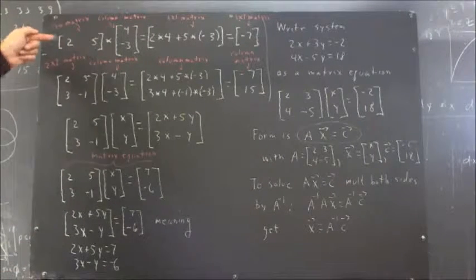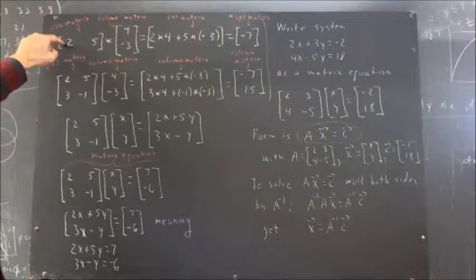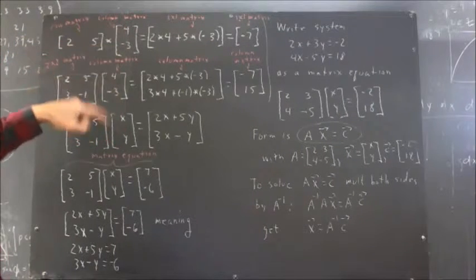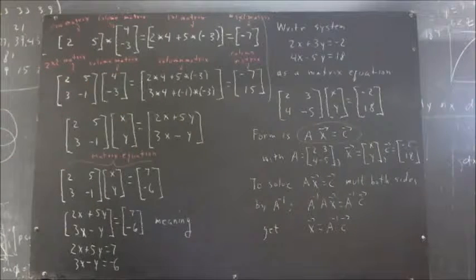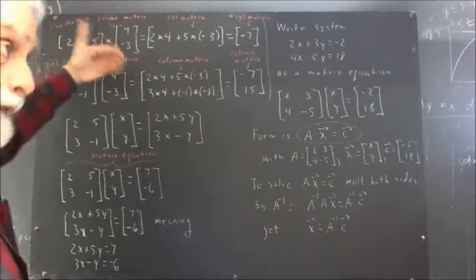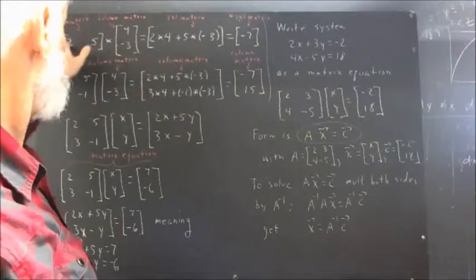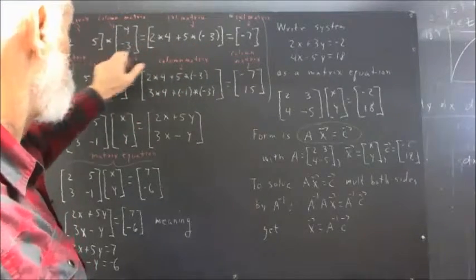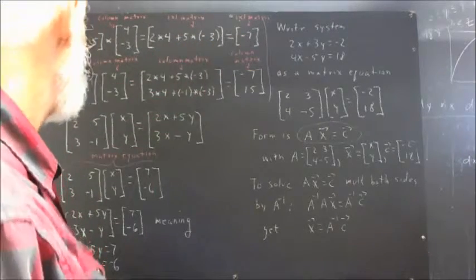When we multiply a row matrix by a column matrix, we multiply the first number in the row by the first number in the column, the second number in the row by the second number in the column, and if that's the end of our row and column, we add those two products. So we have 2 times 4, 5 times -3, and we add those up, and I believe we get -7.